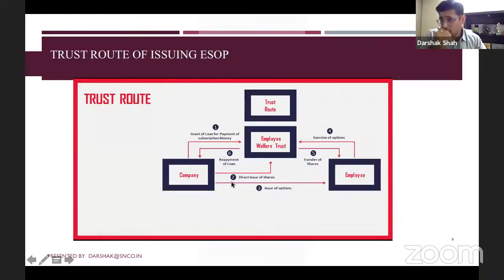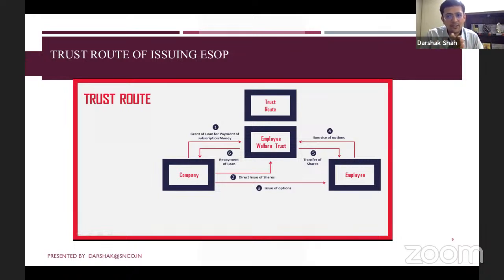Moving on to the next point, what is a trust route? So now when we go on to the trust route, what happens? I'm sure everybody is aware that trust routes are also an important way where companies are raising ESOPs, right? So how does this function?